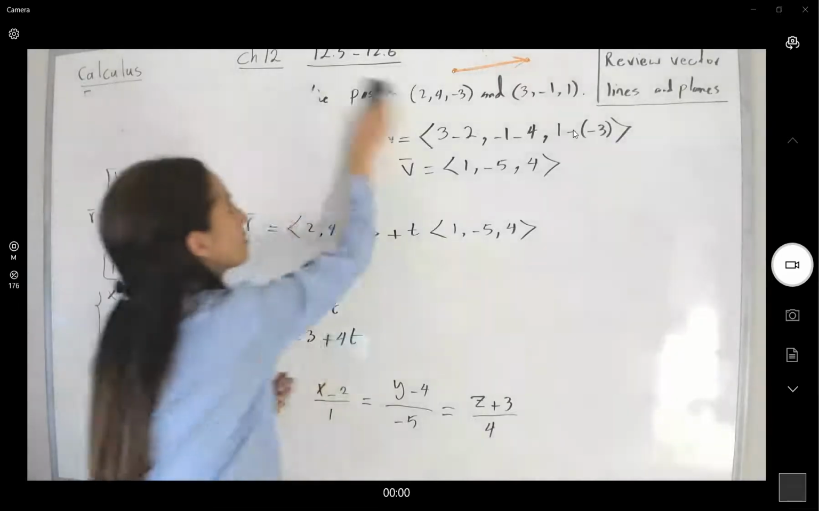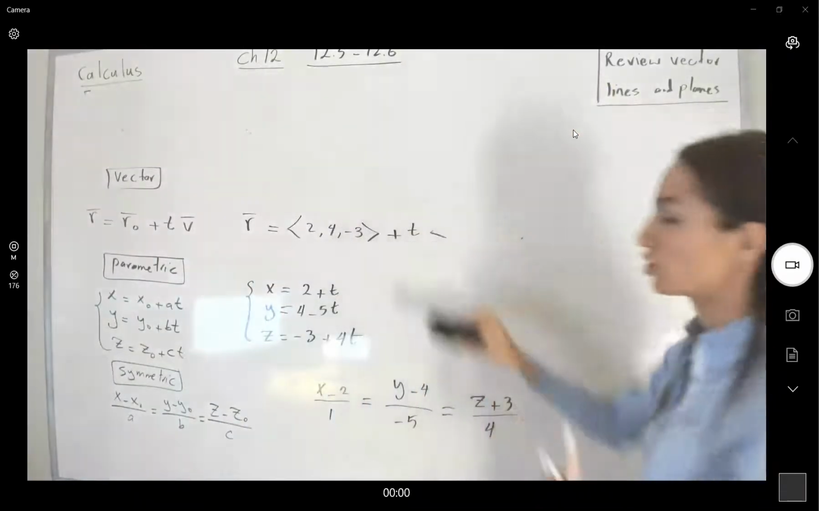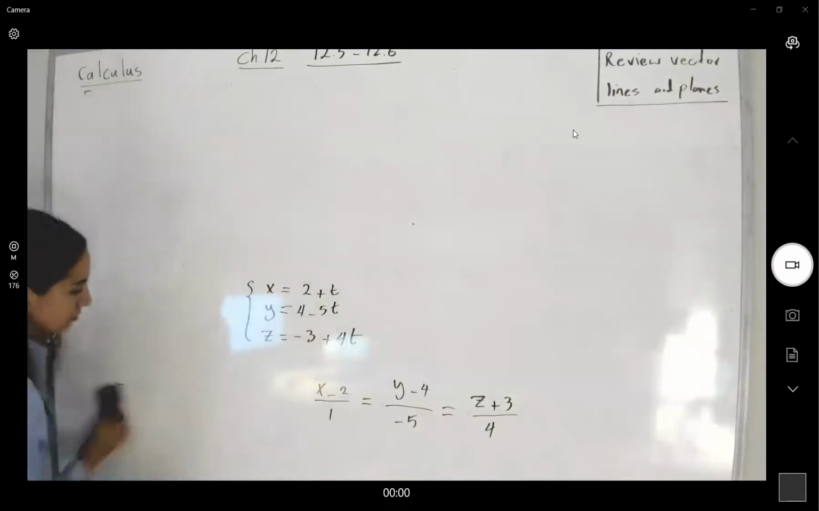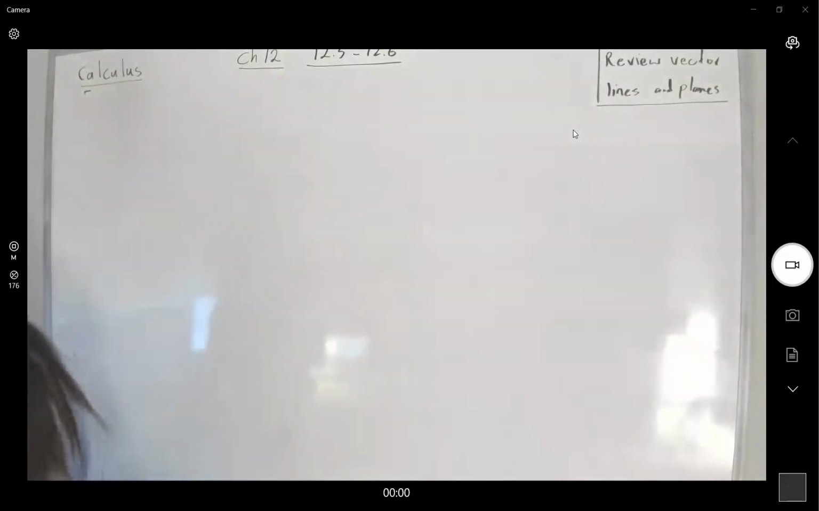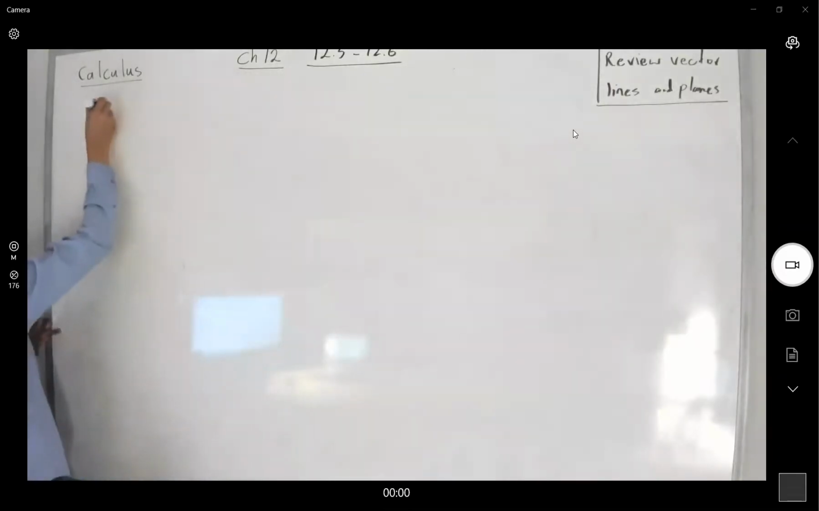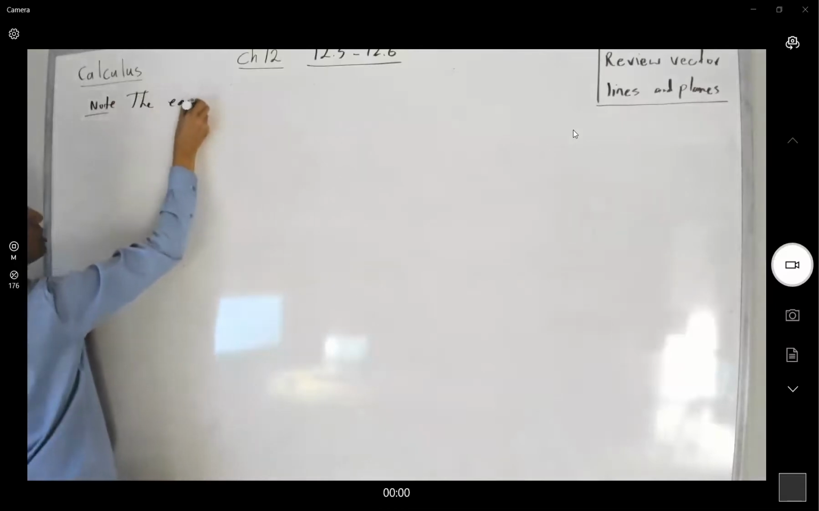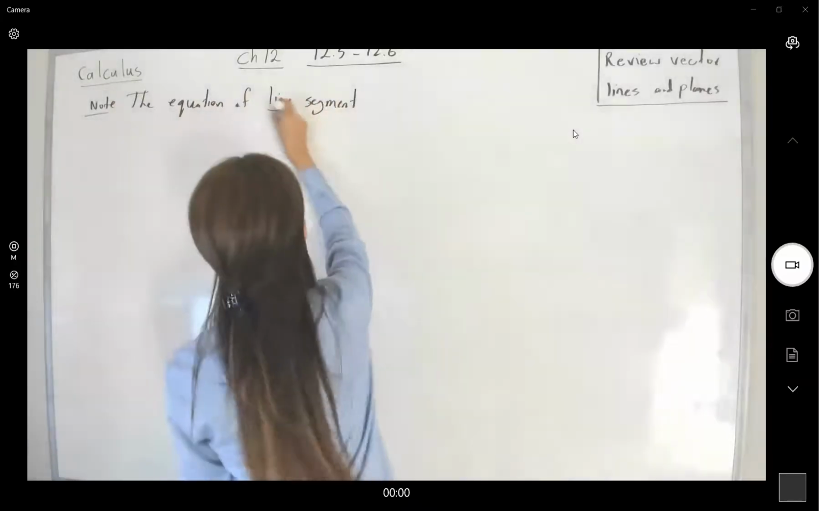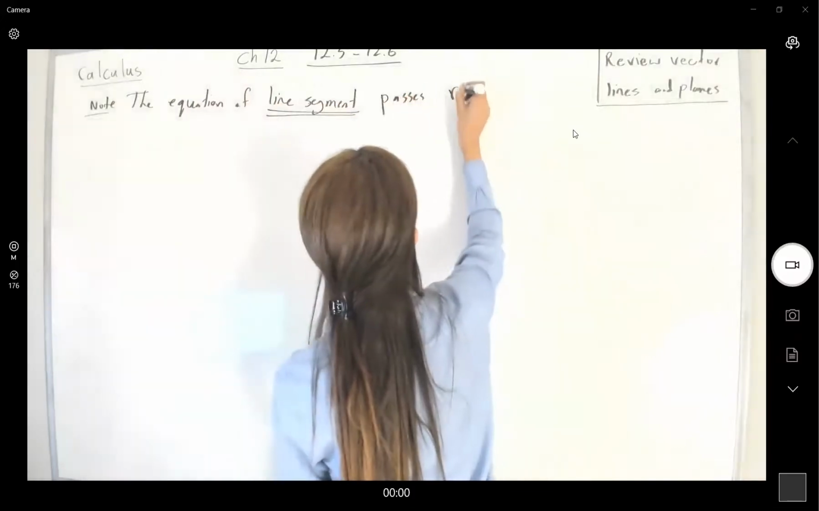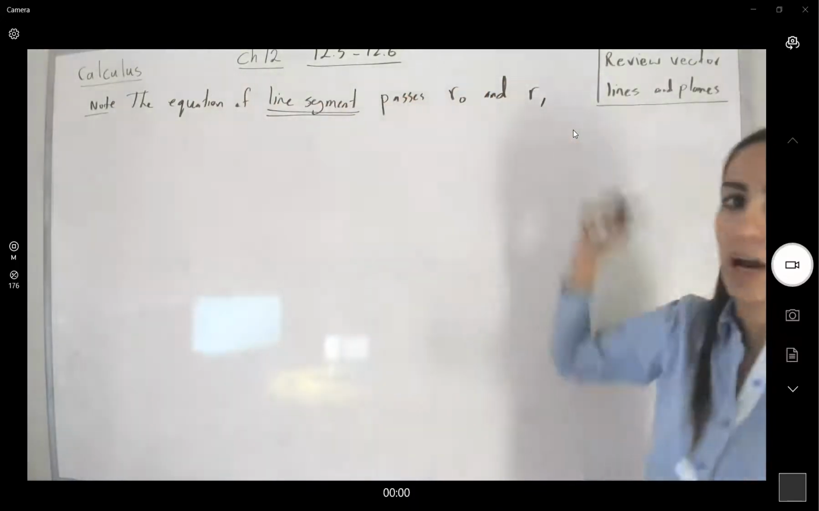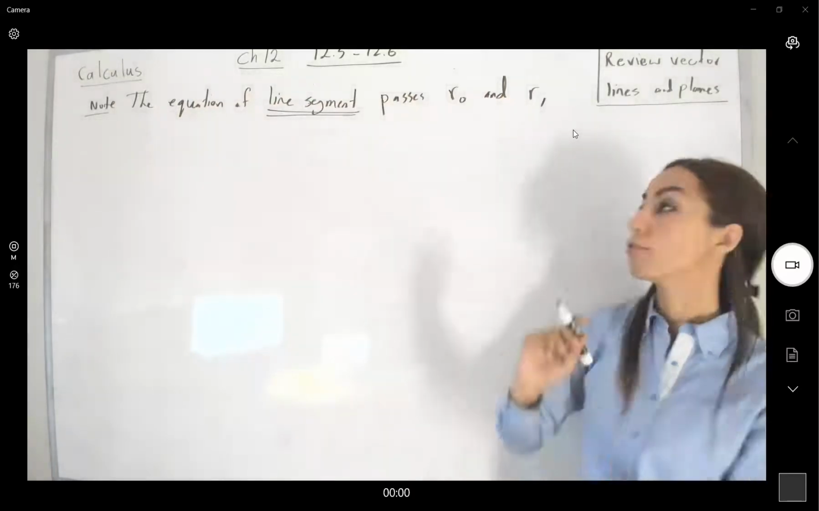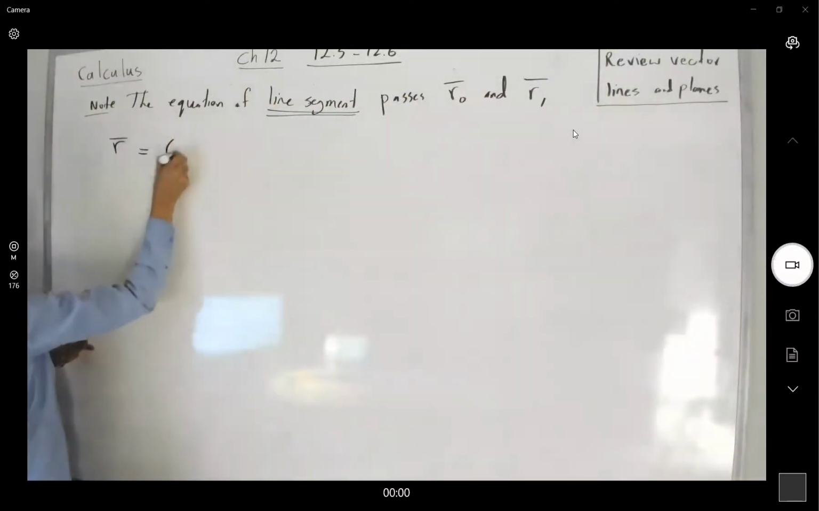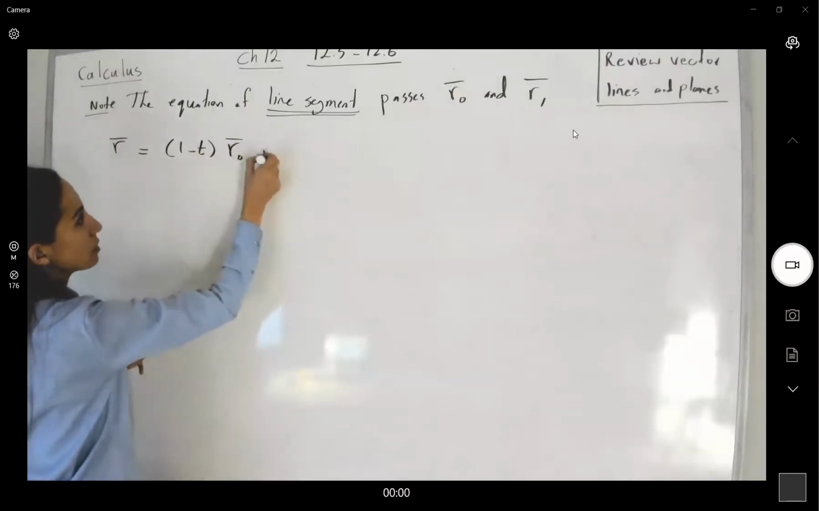Very well. If the question says, hey, write the equation of a line segment, not the whole line itself, passing through these 2 points, note that the equation of the line segment that passes through r sub 0 and r sub 1, remember that when you have points, eventually we can convert those points to vectors from the origin, is r equals (1 minus t) times r sub 0 plus t times r sub 1.